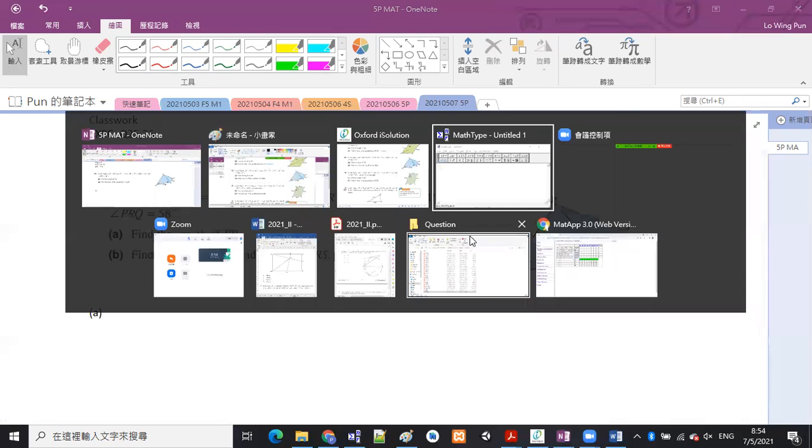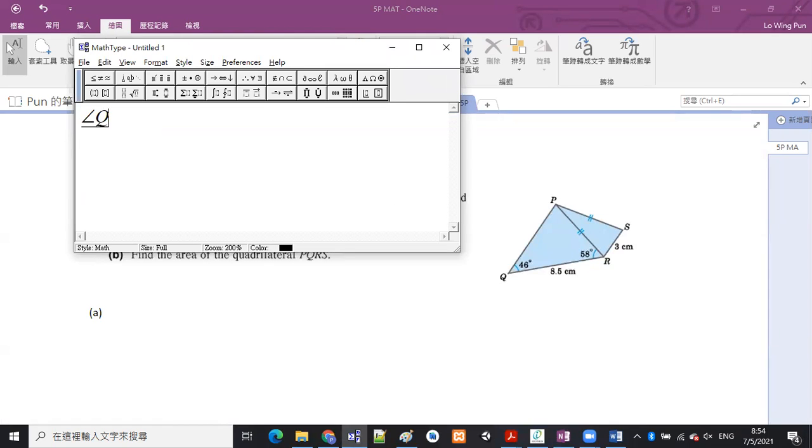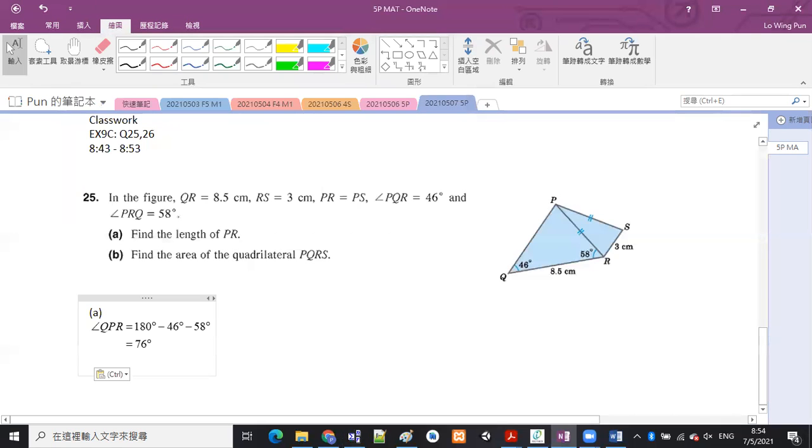Part A, angle QPR is equal to 180 degrees minus 46 degrees minus 58 degrees. Okay, and that should be equal to 76 degrees, angle sum of triangle. Okay, and then now we have got this 76 degrees, and if we want to find PR, in this case, we have one pair of corresponding length and angle. Okay, so we can use sine formula.